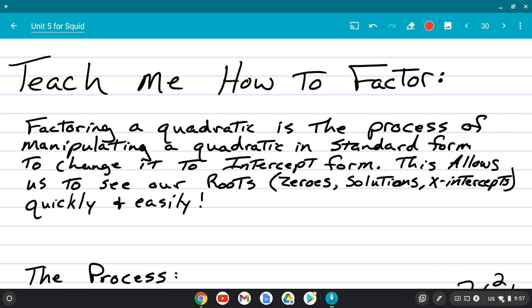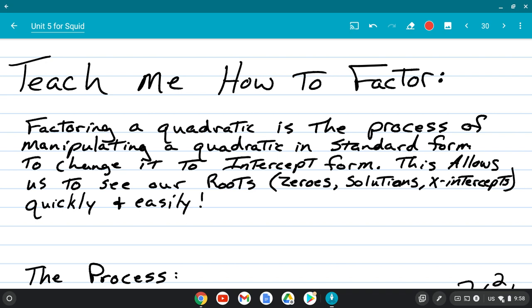Factoring a quadratic is the process of manipulating a quadratic in standard form in order to change it to intercept form. This allows us to see the roots, solutions, x-intercepts, zeros quickly and easily.